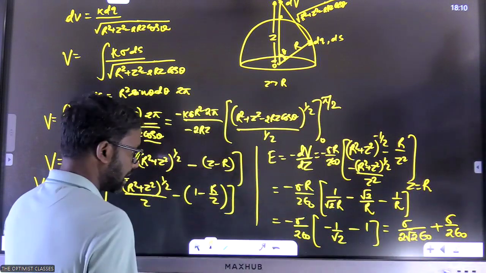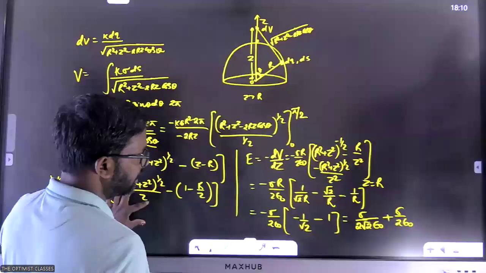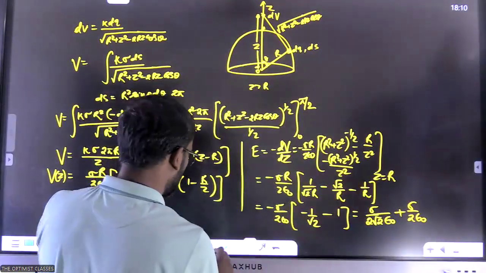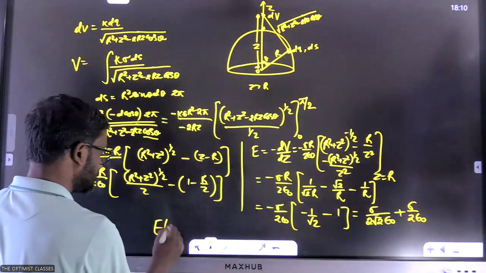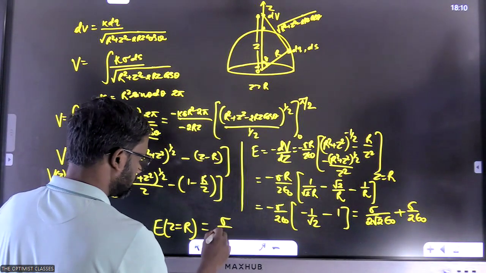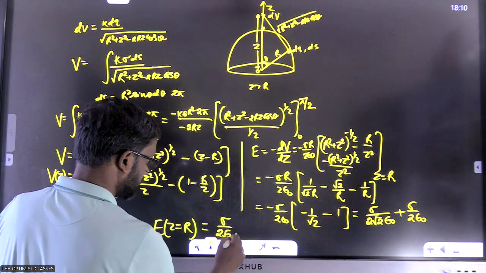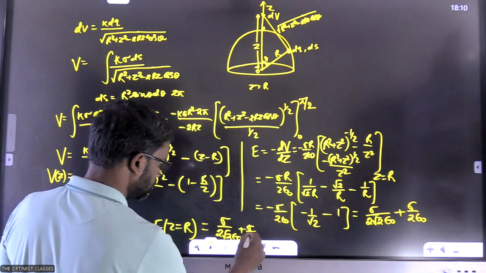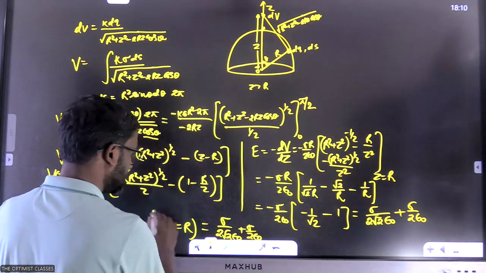Okay, toh ab dekhiye ki yahan pe jo electric field nikal raha hai, theek hai na, when you put z is equal to r. Okay, so electric field at z is equal to r, we are getting is equal to this much, sigma upon 2 root 2 epsilon naught plus sigma upon 2 epsilon naught. Okay, so that's the electric field.